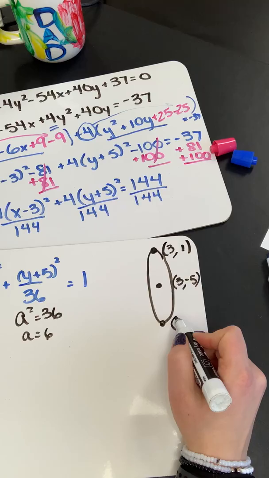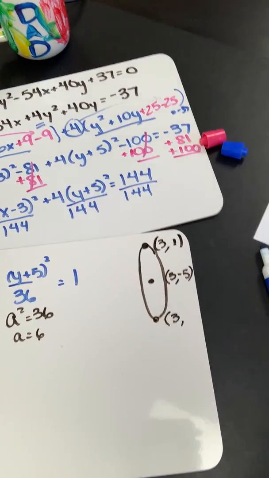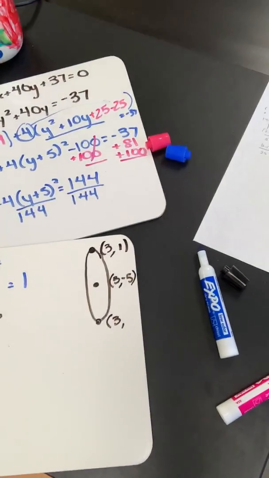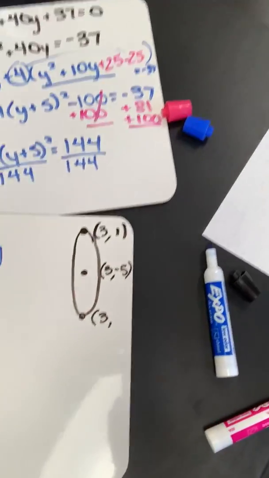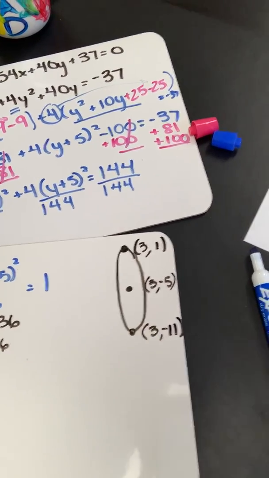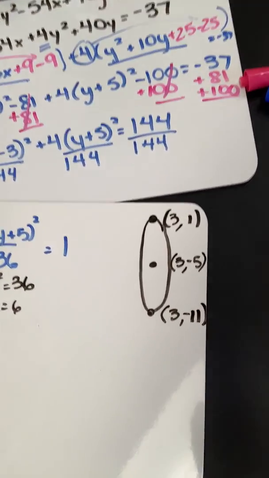The x value for the one going down, the bottom vertex, is the exact same thing, but now we're going down 6. So we have -5 minus 6, and we're at -11. So those are going to be the coordinates of the vertices.